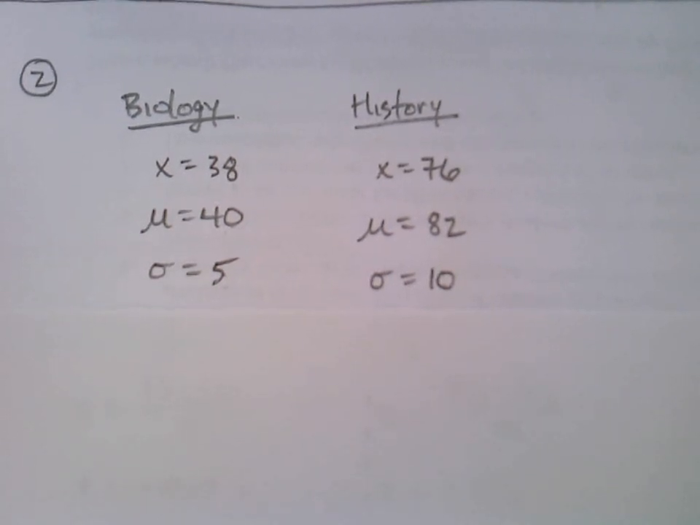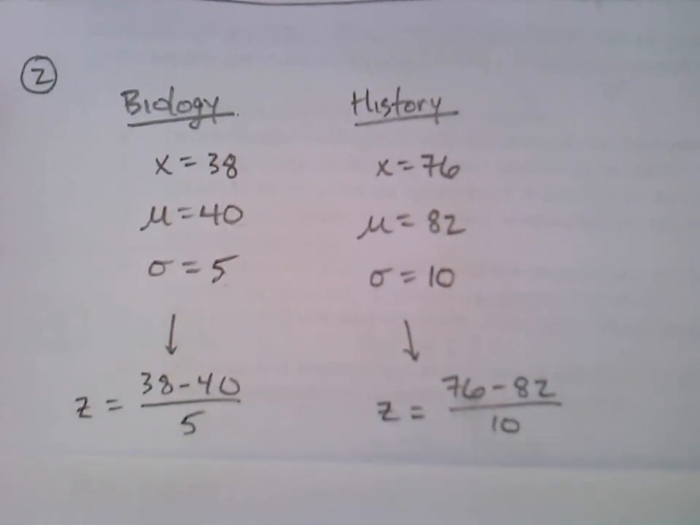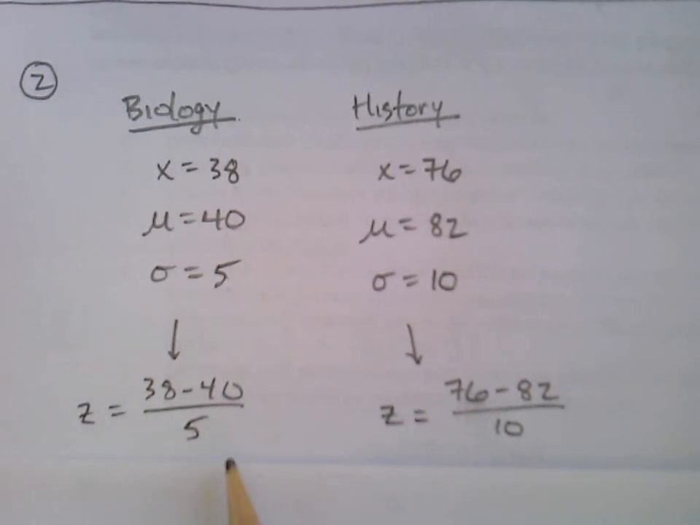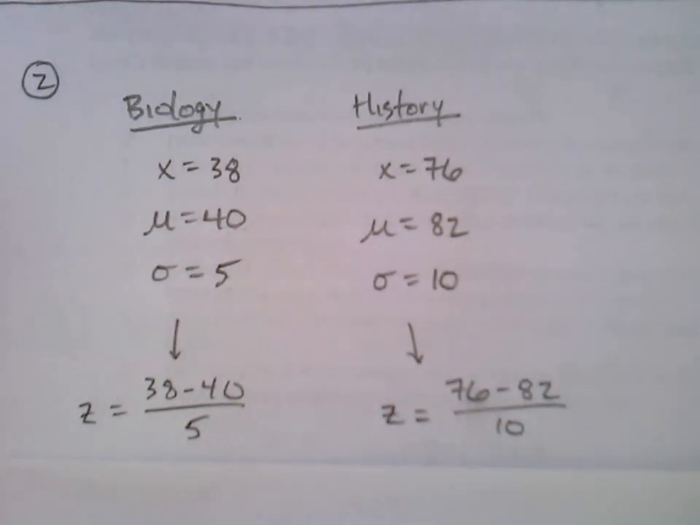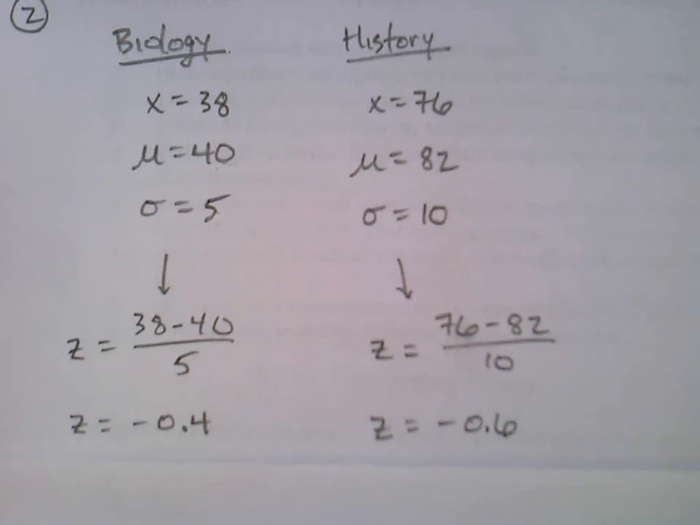So if we apply our formula for z to both of these, plug in our x, our mu, our sigma for each one, and get the 2 z-scores, there they are. And I invite you to be writing all of this down. I'm probably going much faster than I would be if we were in class together, since I'm not writing it. Our 2 z-scores: for biology, negative 0.4. For history, negative 0.6.